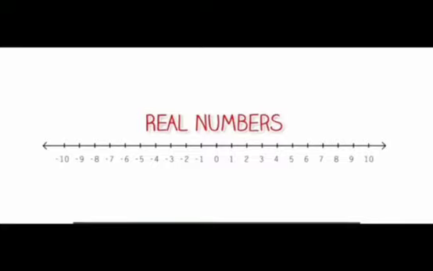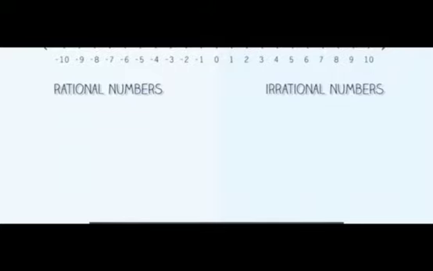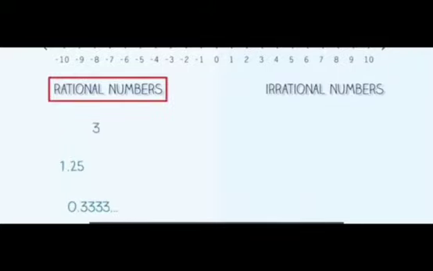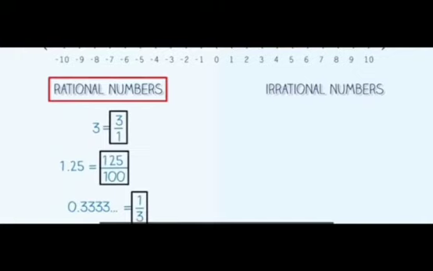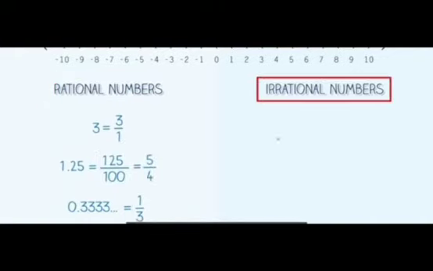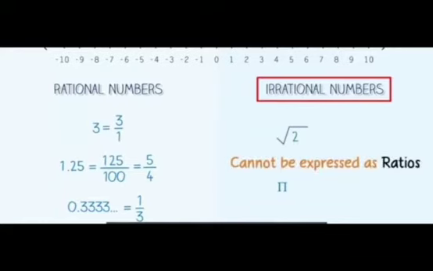Real numbers can be classified into rational numbers and irrational numbers. Rational numbers are those that can be represented as a ratio of two integers. Irrational numbers, on the other side, cannot be expressed as a ratio of two integers.